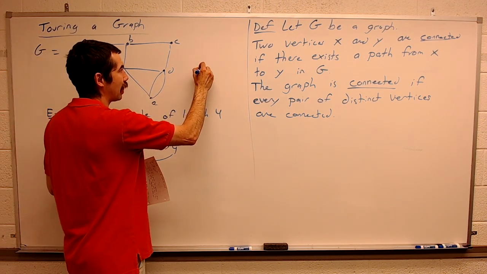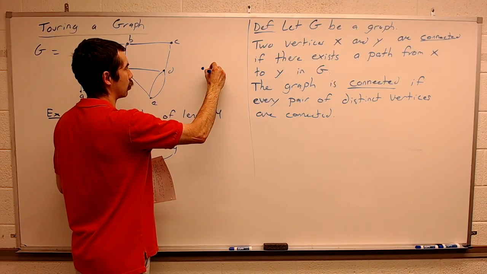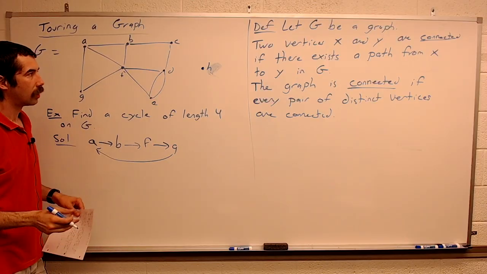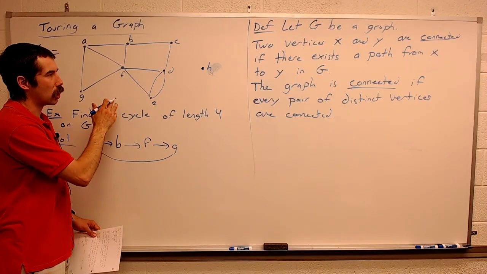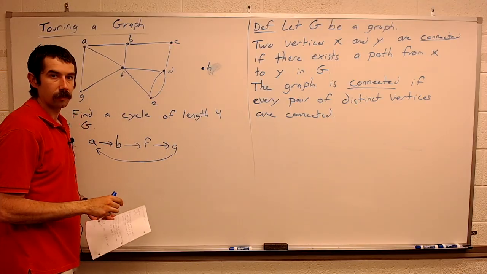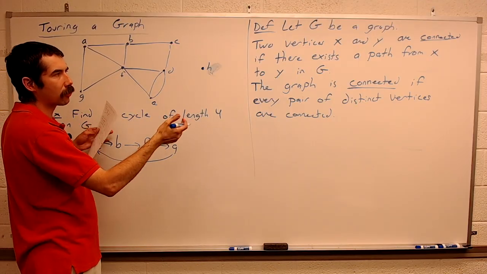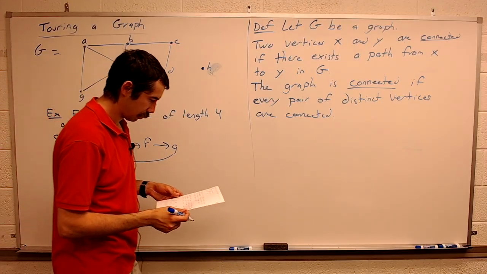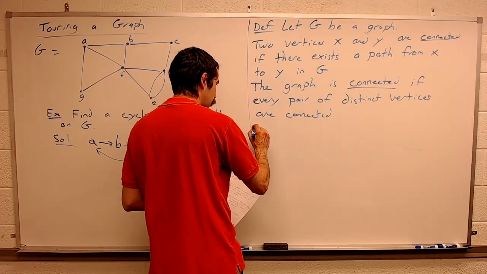Now, if we had an eighth vertex over here, which maybe we call H, this graph would no longer be connected, right? There's no way to get from E to H traveling along edges. All right, so you could see if a graph is connected basically by looking at it typically. All right, let's work through an example.